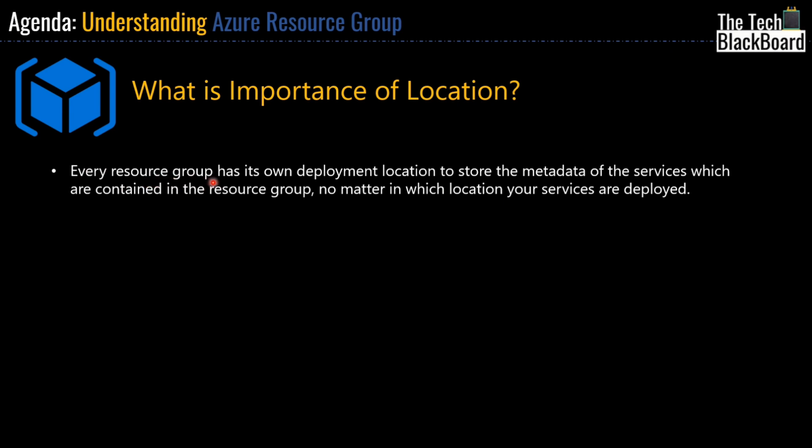Now let's understand what is the importance of location when you create a resource group. Every resource group has its own deployment location to store the metadata of the services which are contained in the resource group, no matter in which location your services are deployed. What it means is that the location in an Azure resource group is just there to store the metadata of the services or the resources that are contained in the resource group.